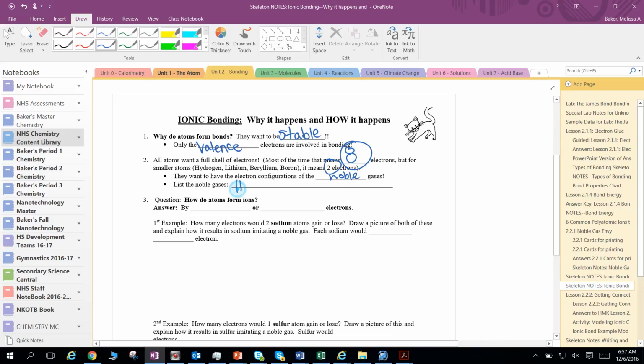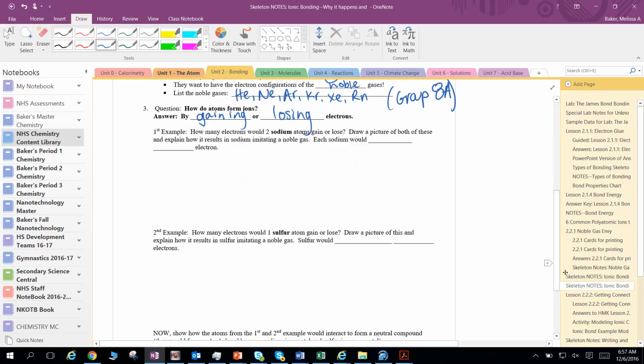gases have. The noble gases are helium, neon, argon, krypton, xenon, and radon. It's group 8A, so that very far right column of elements. So in order to form ions and be like the noble gases electron-wise, they need to gain or lose electrons. So for example, let's take a look at sodium.